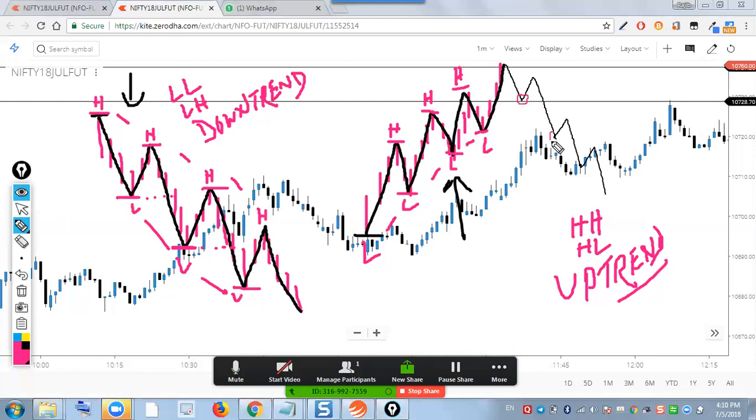And what's the structure now? Now the structure is lower low. This is the first low, then there's one more low, which is lower than the previous low. So here the higher lows were building up. Price was making new higher lows every time. But here price is making new lower lows every time. Here price was making new higher highs every time. Here price is making new lower highs every time. I mean, this one and this one are the same.